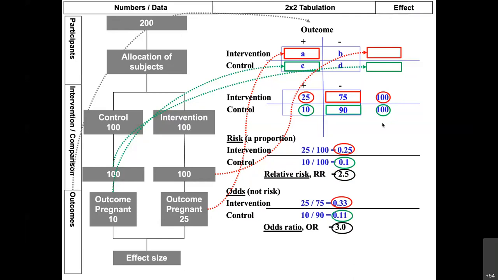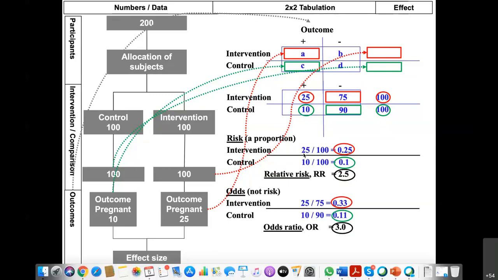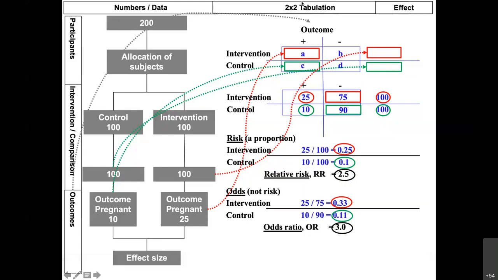You can also see here that the value 3 is a number greater than the value 2.5. So you can see that depending on the analysis you apply, given the same data set, you can get different results or different effect sizes. Okay, I'm going to stop here and let you ask me any questions concerning construction of effect size based on the two examples I've given you.